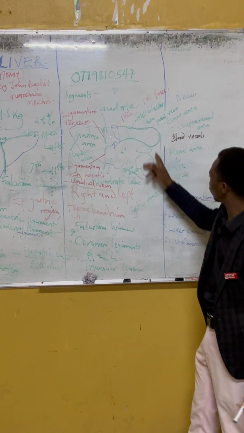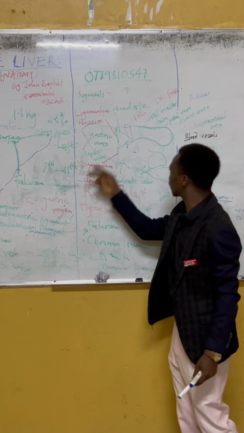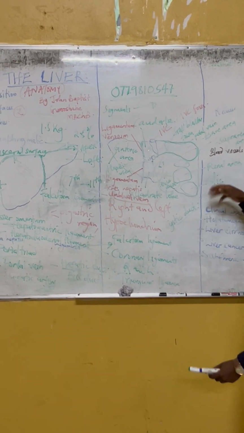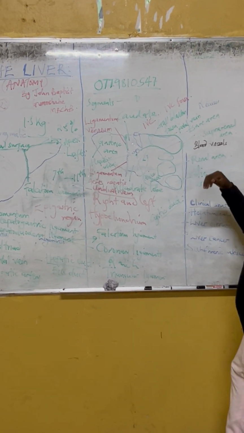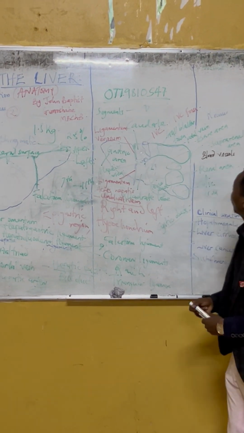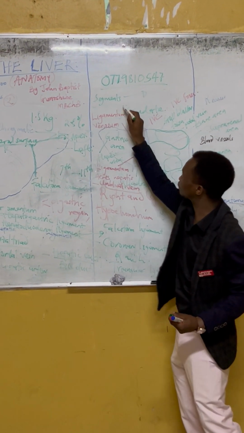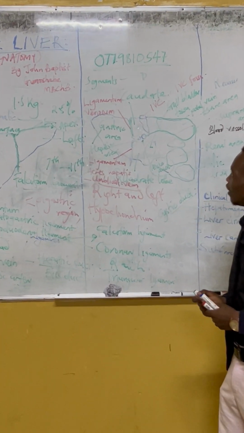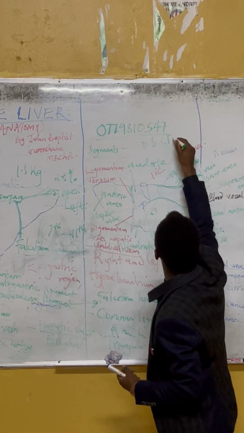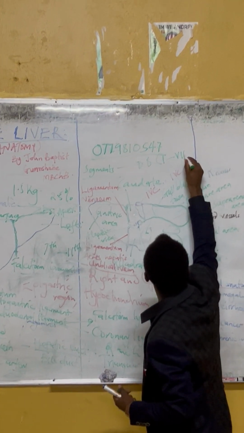Then we discussed the relations, where we have the gastric area, the colic area, the renal area, the suprarenal part, the bile area, and others. Now let us talk about the segments. The liver has 8 segments, numbered 1 to 8.